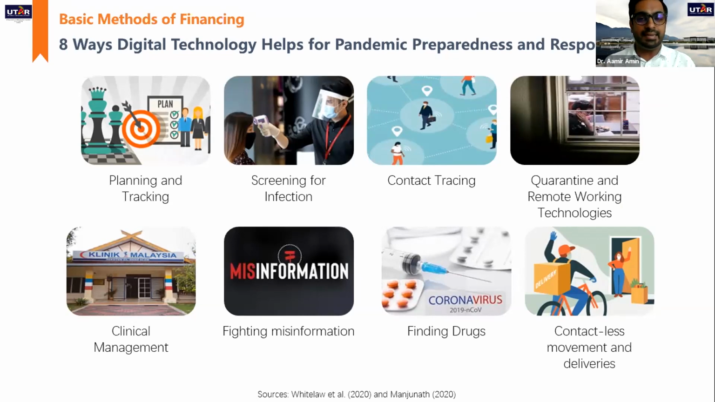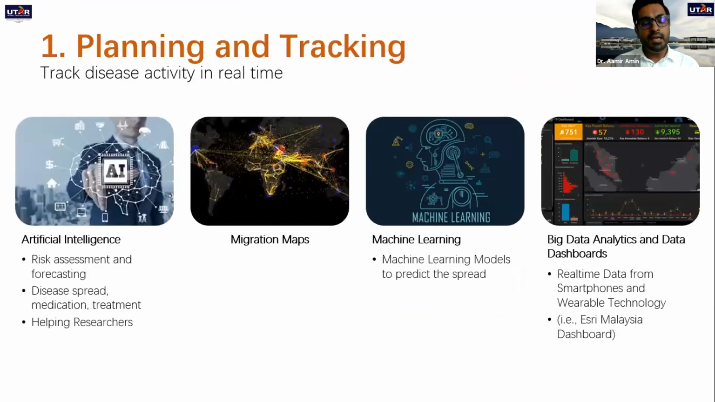So I have chosen these 8 areas and the technologies in these areas, and how the technologies have worked. We'll go one by one and see what technologies are actually helping us in all these 8 areas. Now, first is planning and tracking. The purpose of planning and tracking is to track disease activity in real time and to plan to mitigate the impact of the diseases. Now, there are 4 technologies which have helped a lot in terms of planning and tracking.